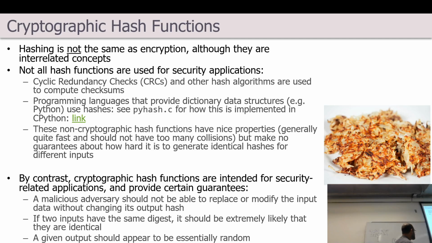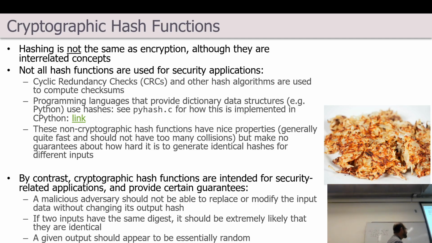The thought is that if a malicious adversary does any modification of the input, they are not supposed to be able to do that without changing what the output hash would be for that changed input. Then this is a little hand-wavy, but if two inputs have the same digest, it should be extremely likely, we'll talk about that in a moment, that they are identical. And then finally, a given output should appear to be essentially random here.